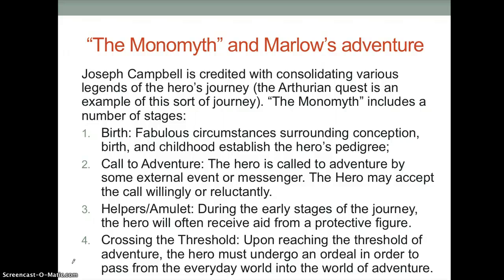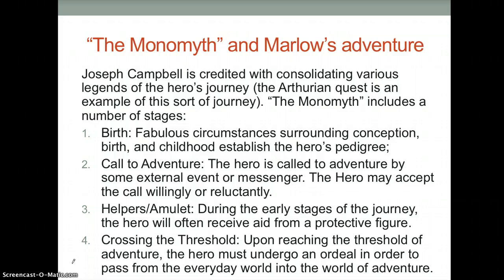So let's look at one way we can maybe start to get meaning out of this tale, and that is by looking at it as an example of the monomyth. And the monomyth is a sort of exploration of the hero's journey. The Arthurian quest is another example of this kind of journey, although Joseph Campbell, who named it the monomyth, goes back much earlier to find examples of this generic sort of tale.